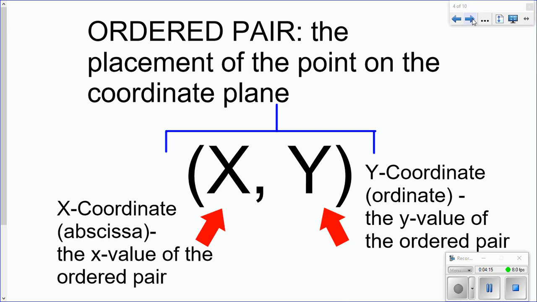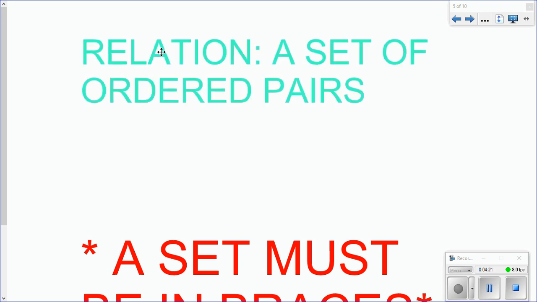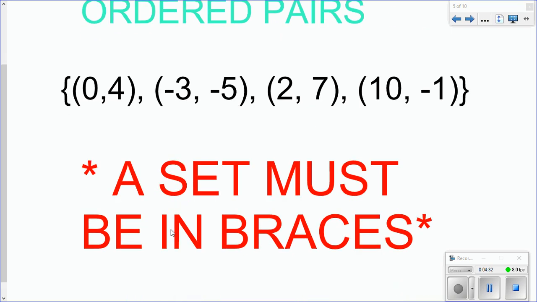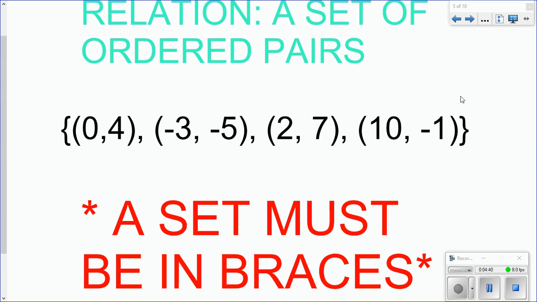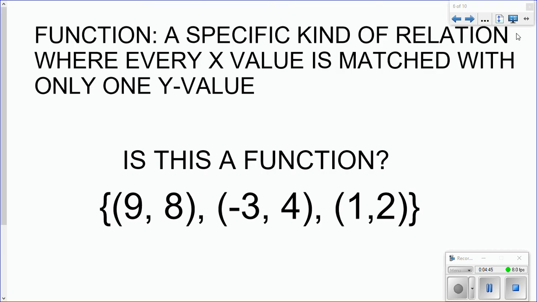Fun stuff! Alright, now, more vocab. A relation is a set of ordered pairs. Here's an example. Sets are always used with braces, so whenever we're talking about a set, we use braces. You just list the ordered pairs. And then a function is a specific kind of relation, so it's still a set of ordered pairs, but it follows a specific rule and says that every x value is matched with only one y value.